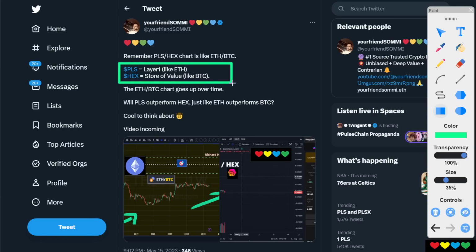Let's go. So PulseChain just launched. PulseChain, PLS, is the layer 1 token. It is the gas token. It is Ethereum. What about HEX? HEX is a Bitcoin, it's made in the image of Bitcoin. Let's just say that. It's meant to be a better Bitcoin, gives yield. It's a store of value. That's what it's meant to do.